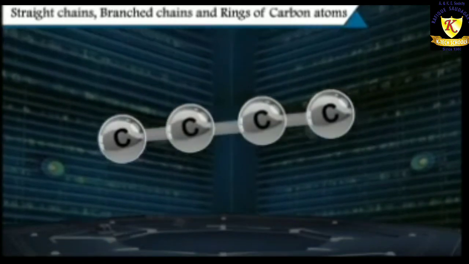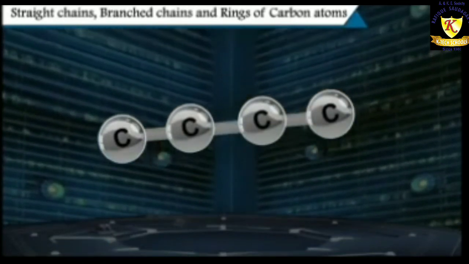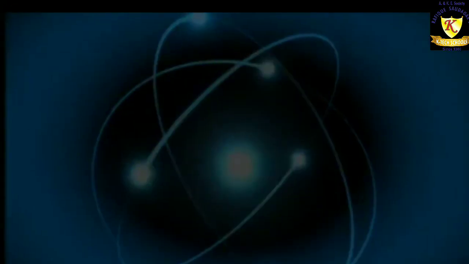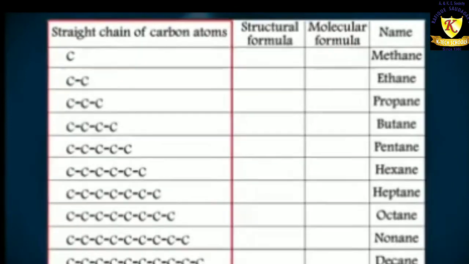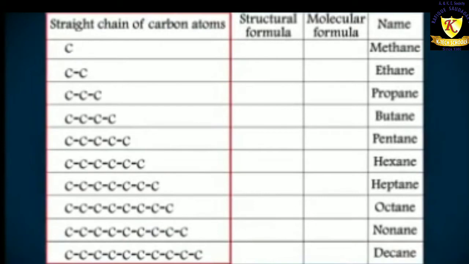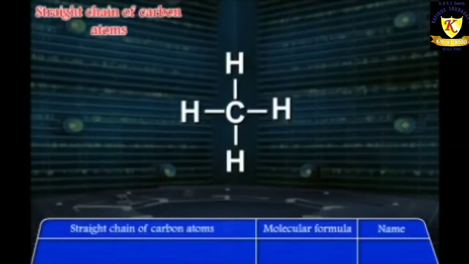A straight chain of carbon atoms is formed by joining the carbon atoms next to each other. Straight chains of carbon atoms are shown in the first column. Write the structural formula of the corresponding straight chain hydrocarbons in the second column. Satisfy the tetravalency of the carbon atoms by joining them to hydrogen atoms. Work out the structural formula from this and write it down in the third column. The names of the hydrocarbons are given in the fourth column.